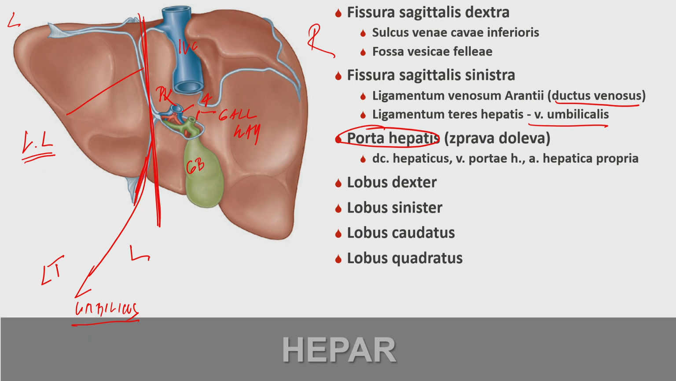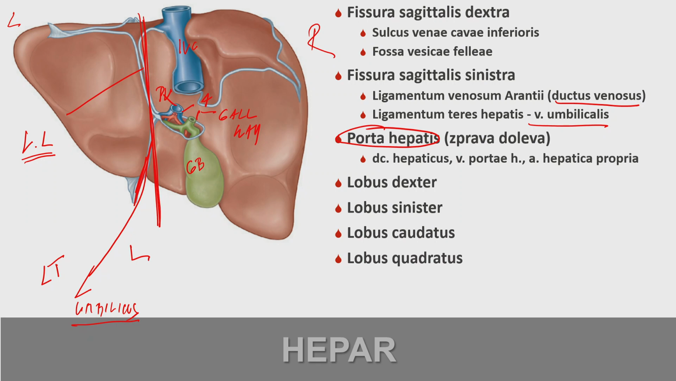Bile duct, artery, the branch or the own proper hepatic artery, and the vein which is portal vein, or in Latin vena portae hepatis. This vein is leading blood from the gastrointestinal tube towards the liver. So those two vascular structures are flowing into the liver, and backwards only bile in the bile duct.